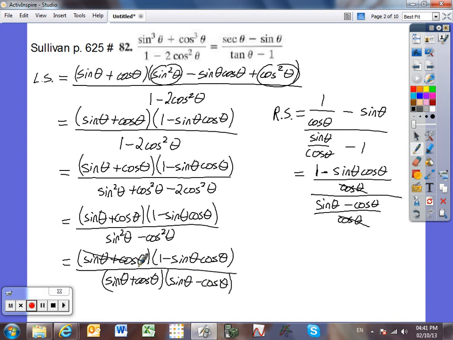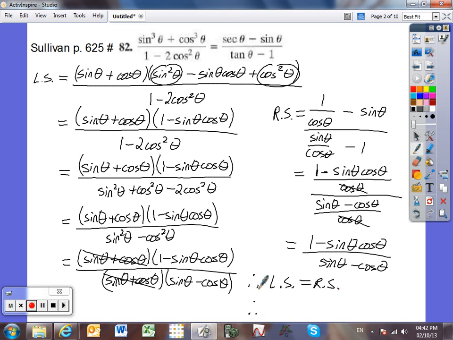And my sine plus cosines will cancel, and look what I'm left with. I'm left with exactly what I'd hoped to get on my right-hand side. 1 minus sine cosine all over sine minus cosine. And because my left-hand side is now equal to my right-hand side as I transformed each one independently, that's how I conclude that my original identity must hold true.